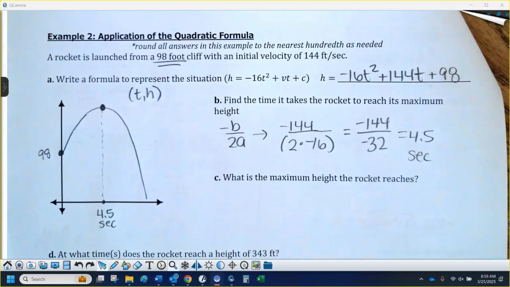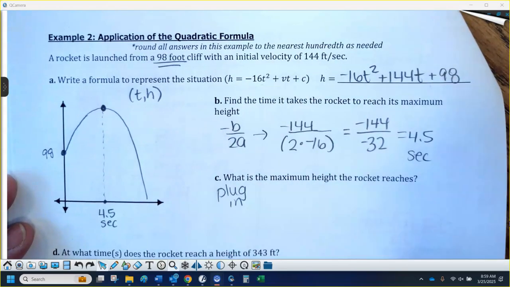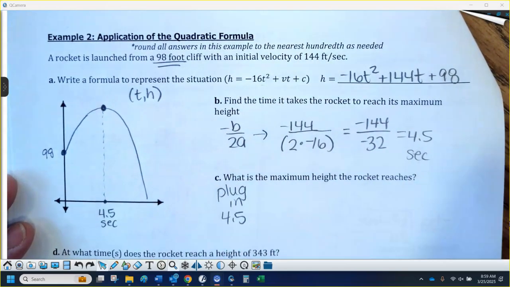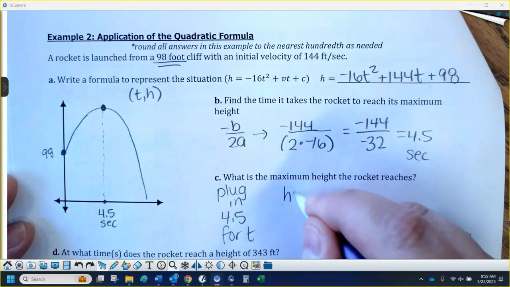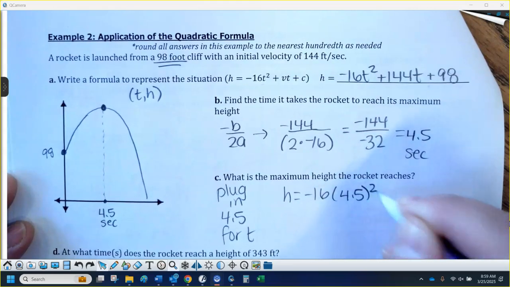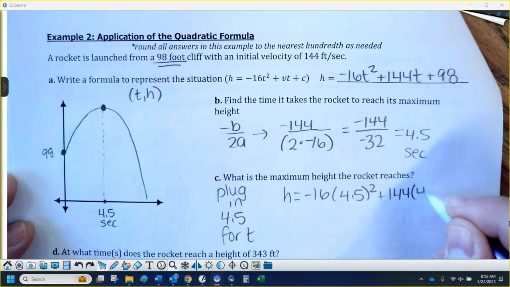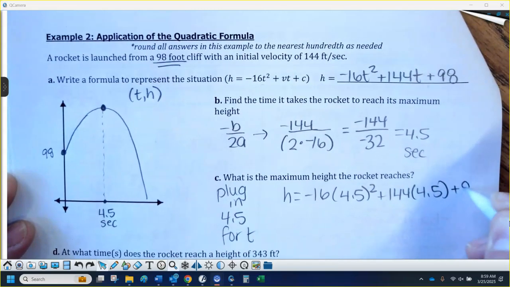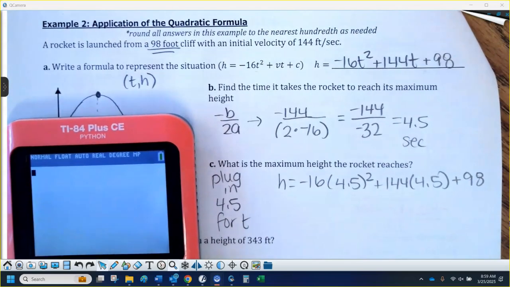Now the actual height, all you're going to do is plug in. I would grab my calculator, 4.5 for the time, because you know that's the time. We're going to try and figure out the height. So we're doing negative 16 times 4.5 squared, don't forget to square it, plus 144 times 4.5, and then plus the 98.